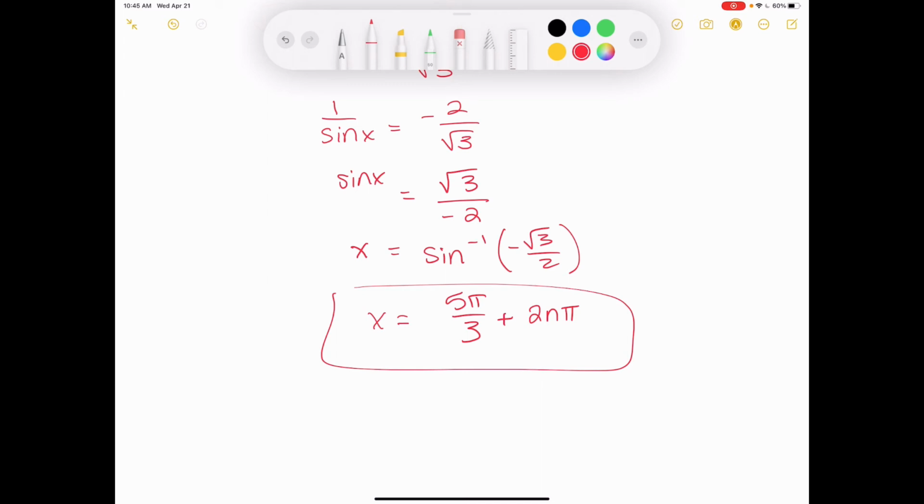so we obviously did our review of inverse trig, but now apparently they don't care that we follow the inverse trig rules. Okay, so where else does sine equal negative root 3 over 2? Okay, at 4 pi over 3. So another option, and you technically need to have both, is going to be 4 pi over 3 plus 2n pi. So we're not following the inverse trig function.